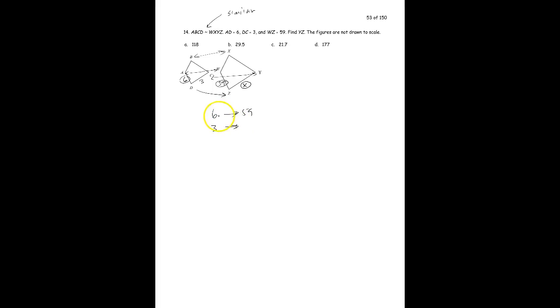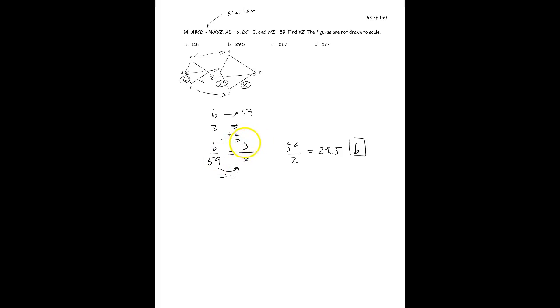6 over 59, because 6 turns into 59, is going to equal 3 turns into something. Well, we can look at the numerators here, and we can just do this by dividing by 2. So we know this one will also be divided by 2. So one way to get the answer is to do 59 divided by 2, which is 29.5, which would give you an answer of B.